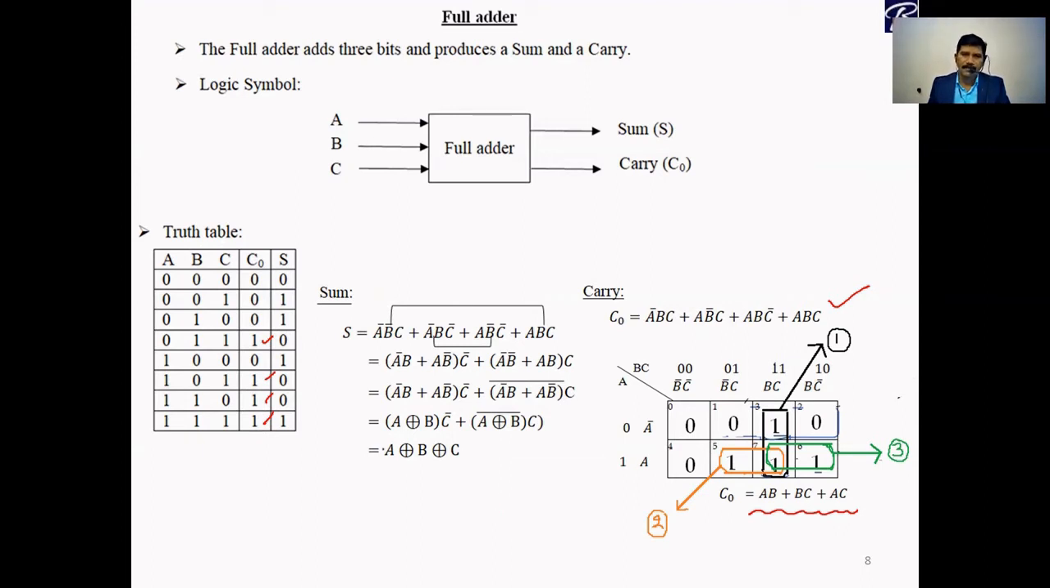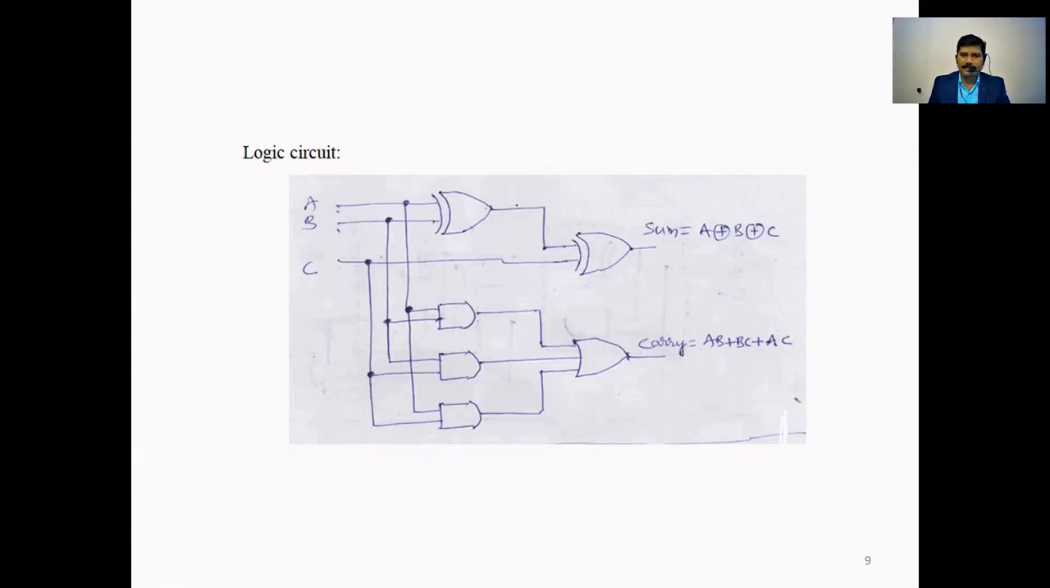So the conclusion here is sum is an XOR operation of the given inputs A B C, and carry is AB plus BC plus AC. Now if you draw the diagram, A XOR B XOR C is the sum, and AB plus BC plus AC, because the plus term is there, a 3 input OR gate is required, so this is the carry.